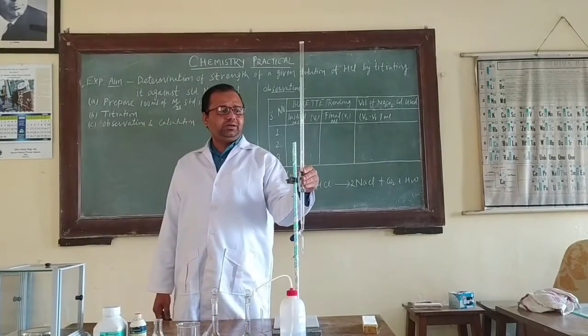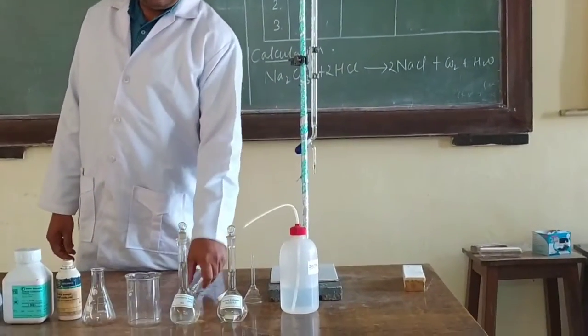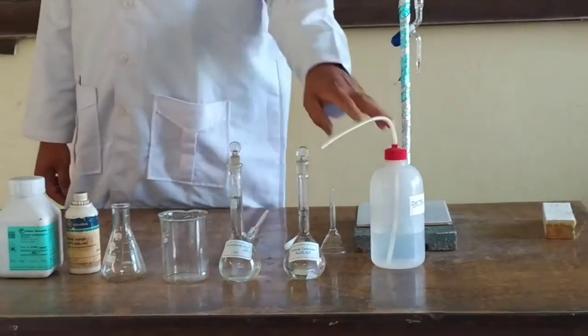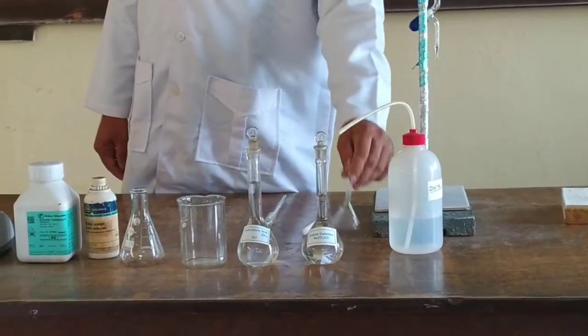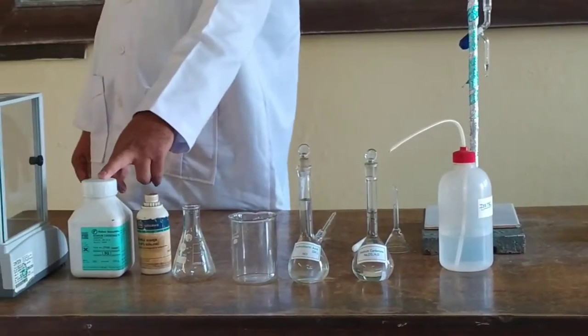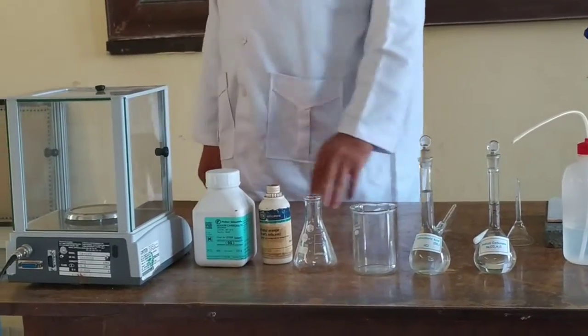For this experiment, we require various apparatus. We require a burette. This is a 50 ml burette, pipette, standard volumetric flask, beaker, conical flask, wash bottle, watch glass, and funnel. The chemicals required are sodium carbonate, HCl, methyl orange, and this is the weighing balance.